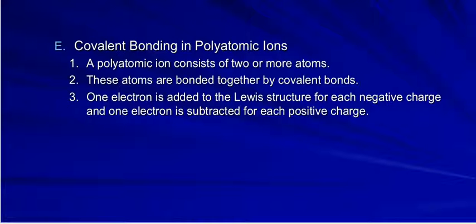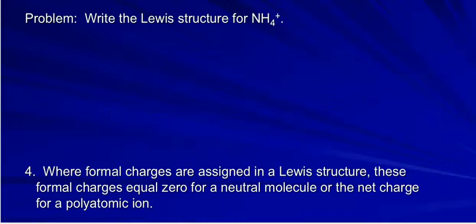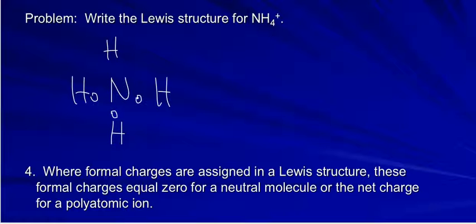For polyatomic ions, one electron is added to the Lewis structure for each negative charge, and one electron is subtracted for each positive charge. It does not matter to which atom you add or subtract this extra electron. For example, NH4 plus, nitrogen's in the middle.